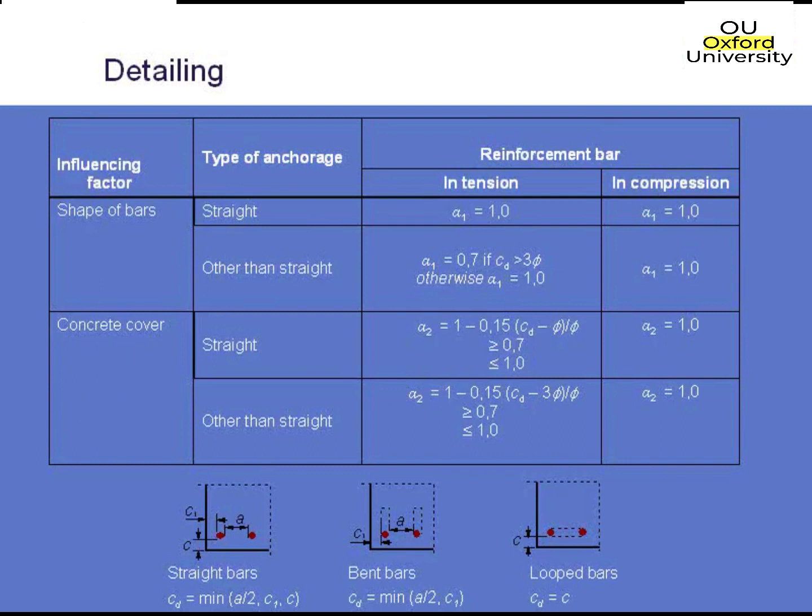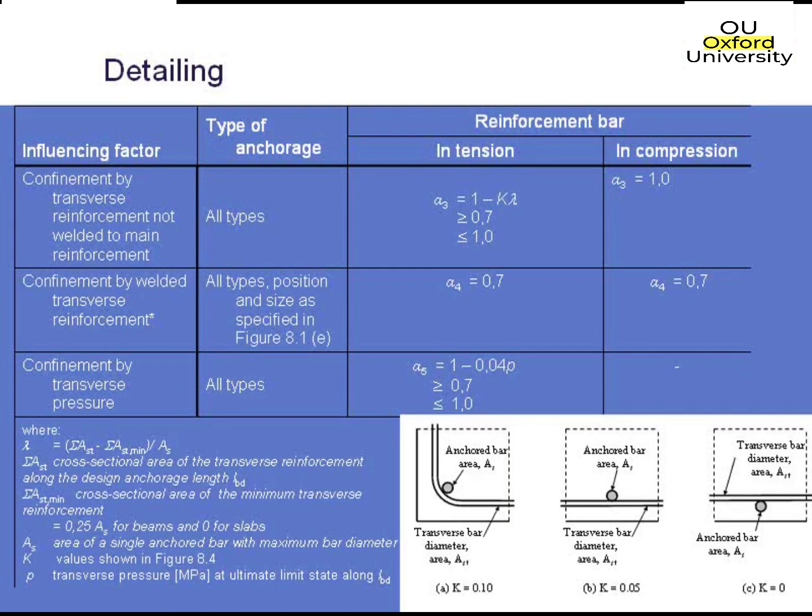For alpha 2, that's dependent on the concrete cover that you've got, and will also depend on if you've got a straight or not straight bar. And again, it also depends on if you've got compression or tension within your section. Compression, you don't get to make a reduction, but tension, you can potentially do so using those equations given there.